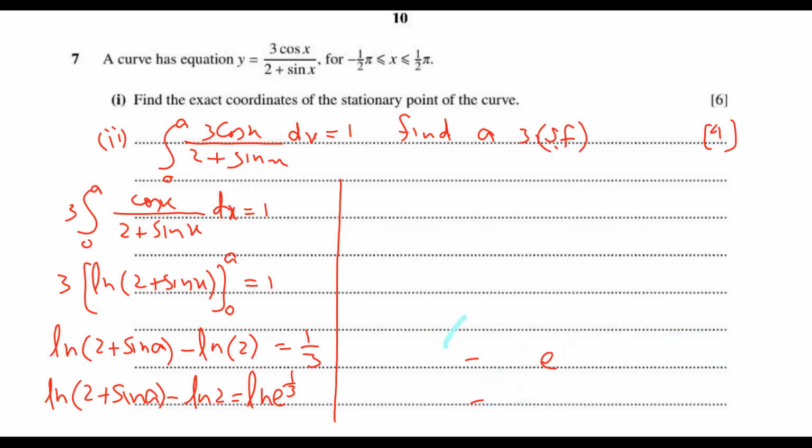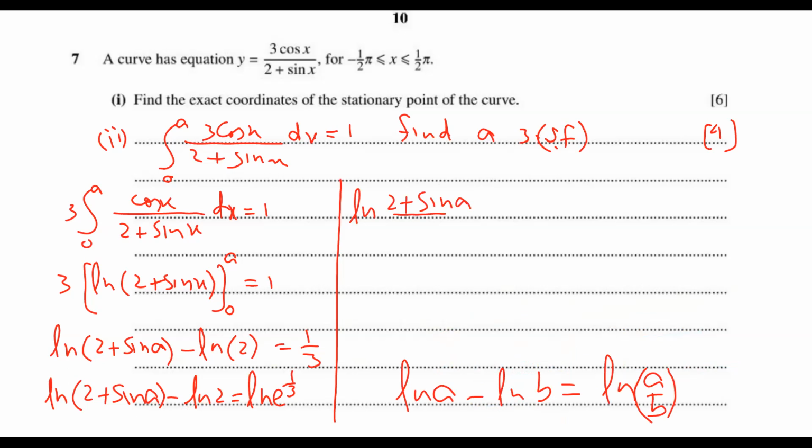Whenever after a logarithm two values are subtracted like this, we can write one logarithm with this up and this down, so a over b. Same story here. I'm going to write the logarithm of 2 plus sine a divided by 2 is equal to the logarithm of e to power 1 over 3. Now log and log from both ends are gone. So I got 2 plus sine a divided by 2 is equal to e to power 1 over 3.